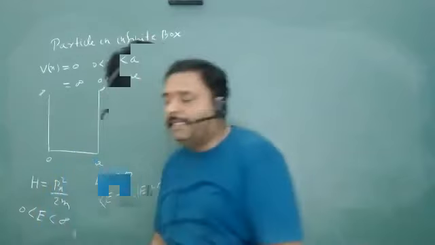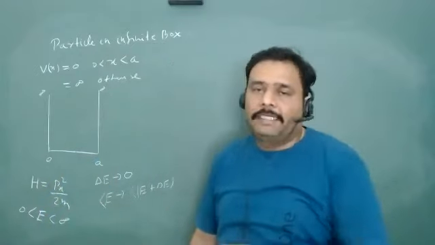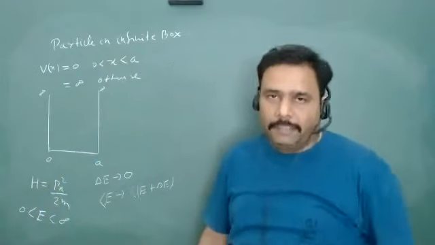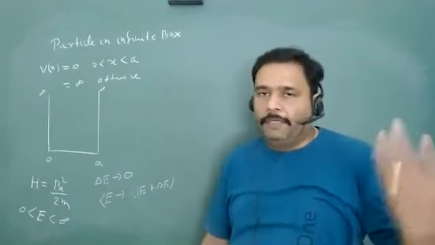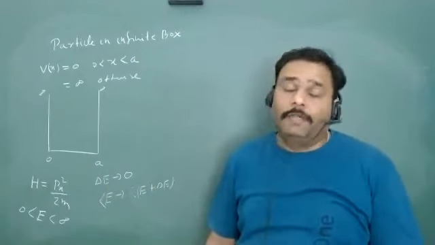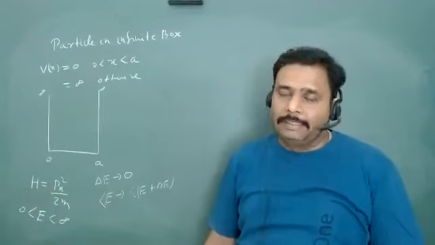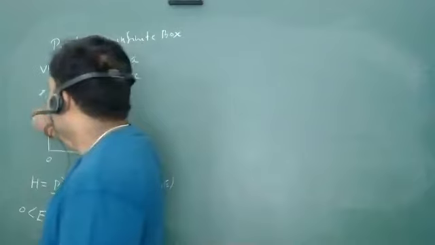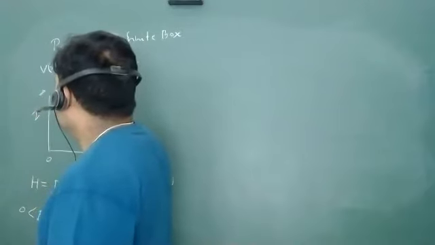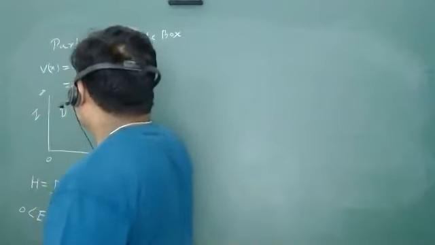How many levels are there? How many energy levels can be there? Infinite number of energy levels can be there. In classical mechanics, you can have any value of energy. But what will happen quantum mechanically? This is very exciting. So obviously we have to solve the Schrodinger wave equation. This is region 1, region 2, region 3.